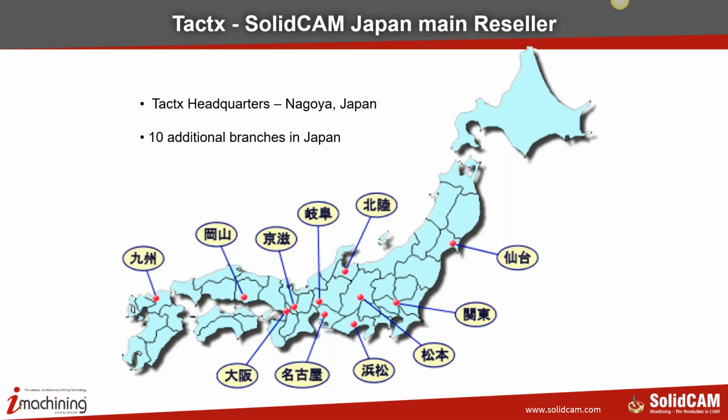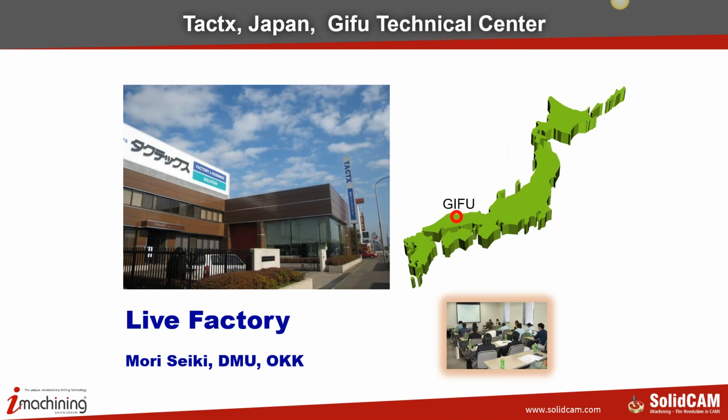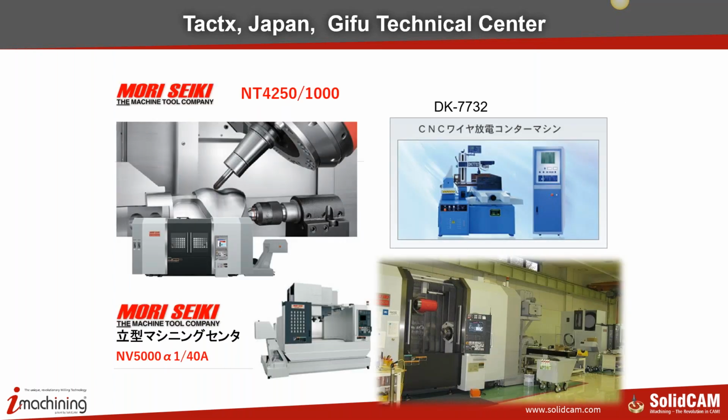In Japan, we have a very powerful reseller called Tactics, and they have about 10 offices across Japan. They also have a technology center where they do a lot of testing for us. A lot of parts are being cut. We train a lot of people, and that's called a live factory. Inside the live factory, we have Mori Seiki machines like the NT4250 and also the NV5000. These are the machines that are part of the live factory with our reseller in Japan.